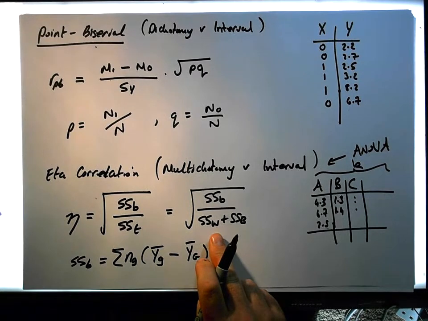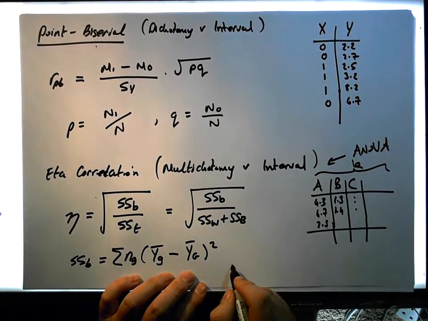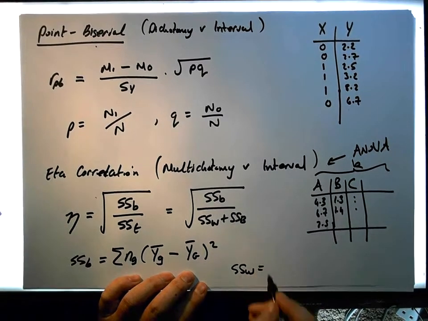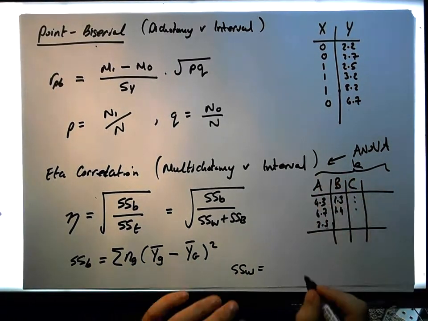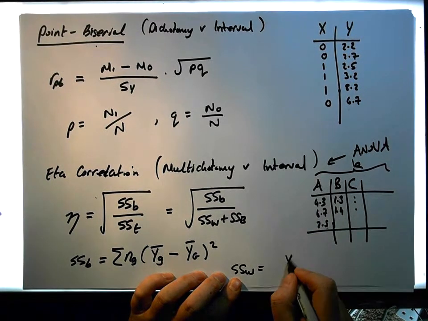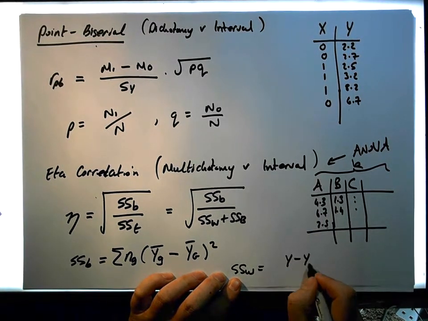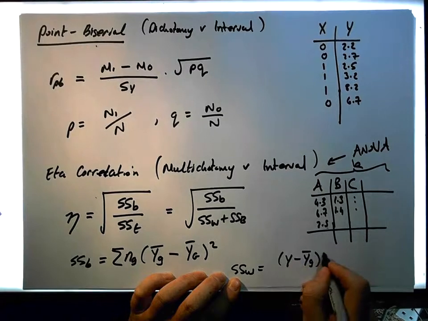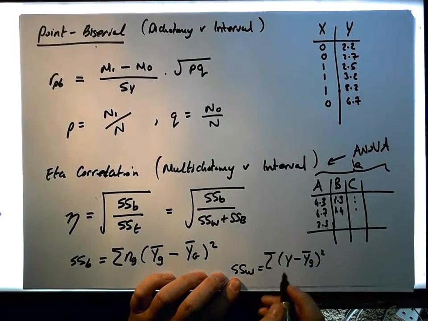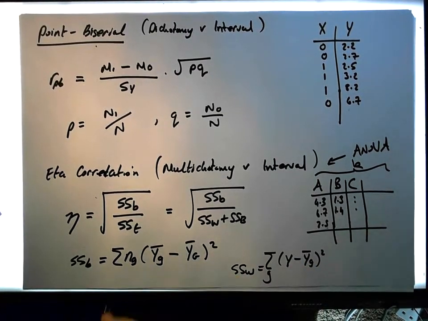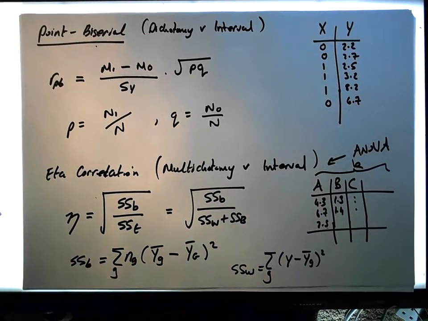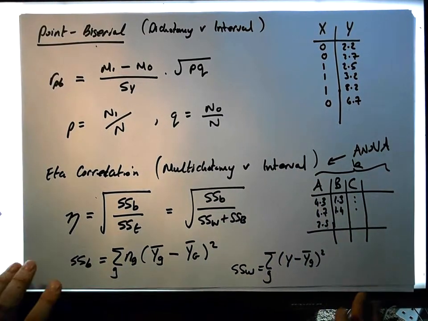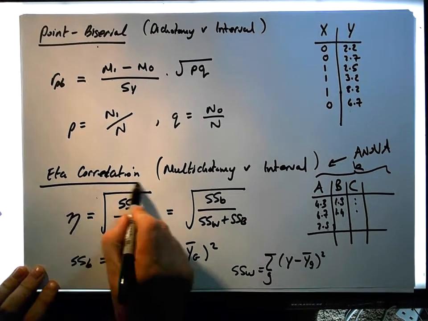The sum of squares within measure is just the sum of the sum of squares for each group. So for each group, we'll have the observations minus the respective group mean, and we square them. And we sum that up across all of the groups. I should really have a subscript G here, to say that the summation is done across the k groups that we have. So the eta correlation is straightforward to calculate.